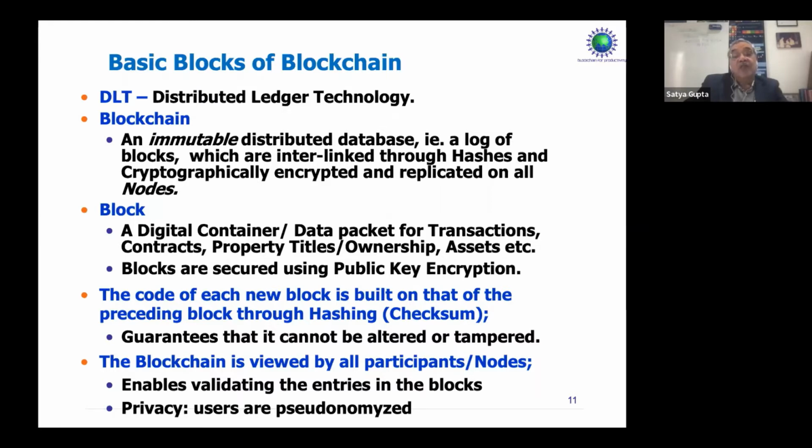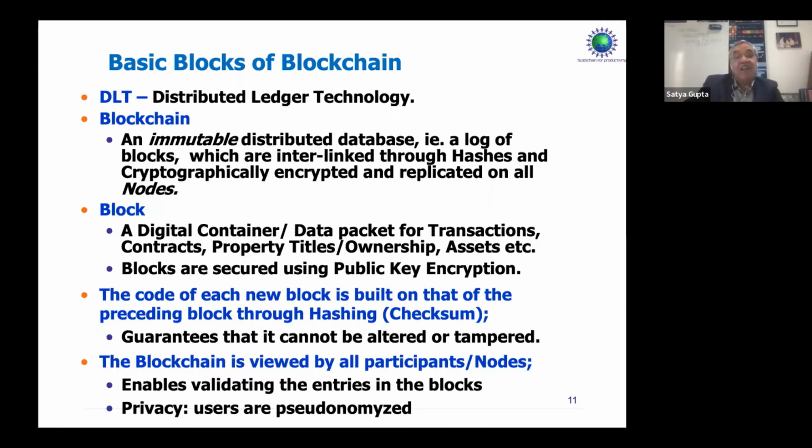The code of each new block is built on that of the preceding block through hashing, and that is the checksum. Each block, whatever is created, will have a checksum. The checksum is used by the subsequent block so that it gets interlinked with the previous one. It guarantees that it cannot be altered or tampered with because the checksum is used somewhere else. Now if you alter a block, the checksum will not match, and hence the interlocking will not happen. Validation will not happen. The blockchain is viewed by all participants and nodes, as I mentioned.